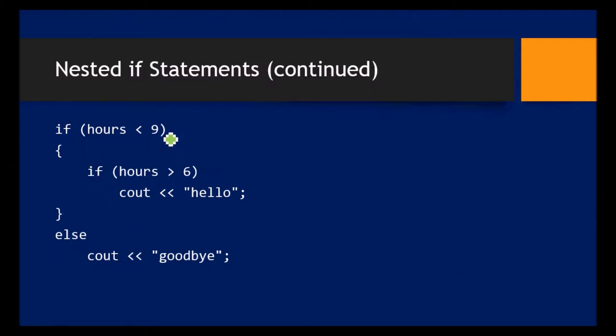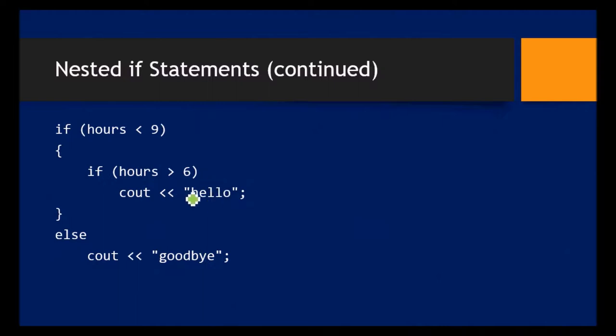It says if hours less than 9, and then there's an opening brace. Inside we have another if, so we have nested ifs. This is if hours is greater than 6, cout hello, closing brace, and then else, cout goodbye. The way I think to approach this is to figure out what range of values for hours will cause hello to be displayed, and goodbye. Then we'll do the same thing with the other if statement, where there are no braces. First, let's see when it displays the word hello.